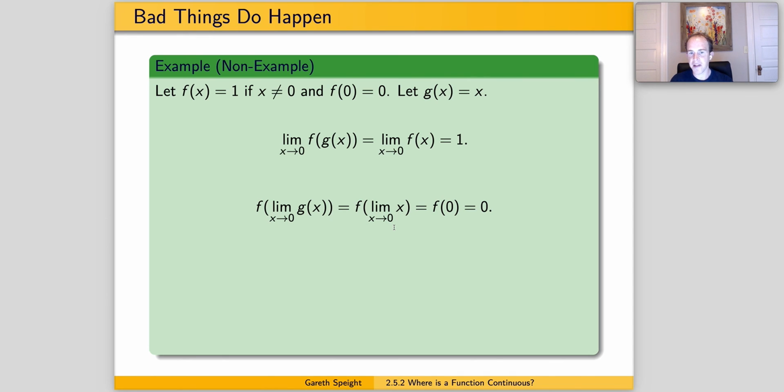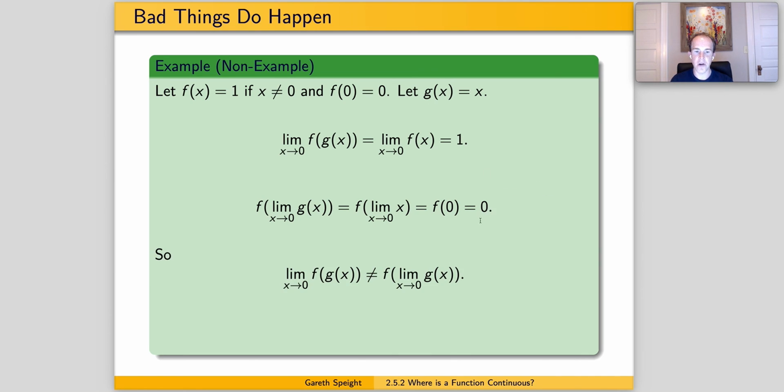The limit of x as x tends to 0 is just 0 itself, right? x is a polynomial. If you substitute, you get 0. Or you can just think, x approaches 0 as x approaches 0. So we get f of 0, and okay, f of 0 was 0. And these are two different numbers.